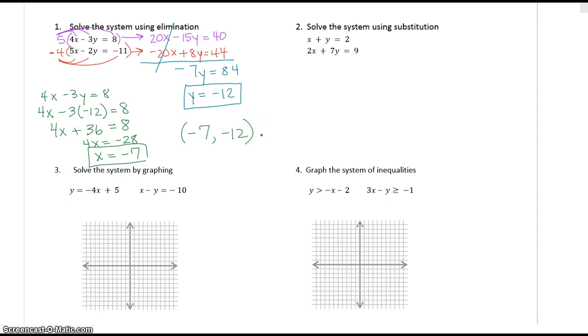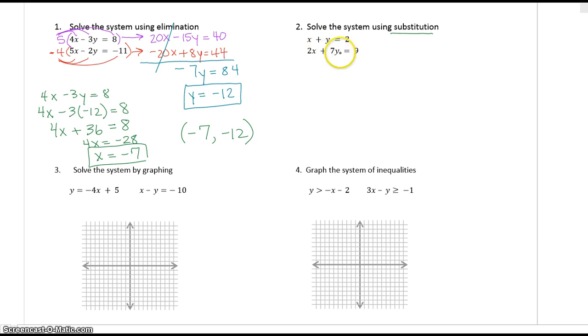Okay, so now let's move on to example number 2. It says solve the system using substitution. That means that you need to have one of the variables by itself, and you're going to substitute whatever it's equal to into the other equation. So, let's first talk about what variable is easiest to solve for. If a variable has a leading coefficient of 1 or a coefficient of 1, then it's going to be a lot easier to solve for than if it doesn't.